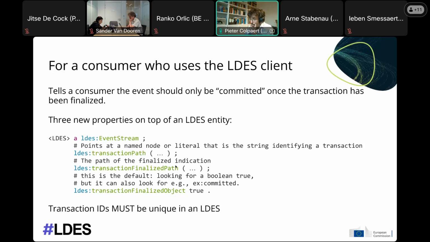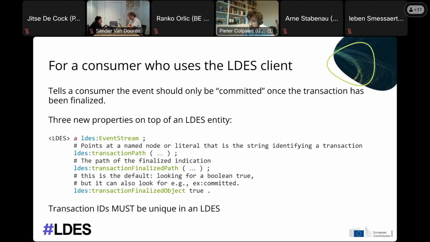And then we have 2 properties that can indicate whether that transaction has been finalized or not. Of course, we're only interested in when it is the trigger for flagging it as finalized. And there, the idea is that we would use 2 properties. One, transaction finalized path, to show what's the path to the property that indicates that it has finalized. And then we also allow setting a transaction finalized object, so what the object needs to be equal to in order for the transaction to be finalized.